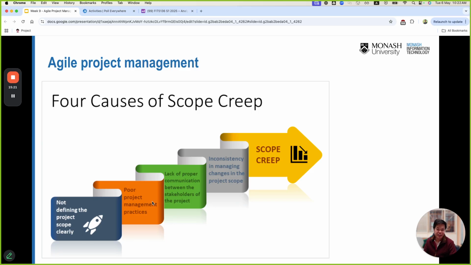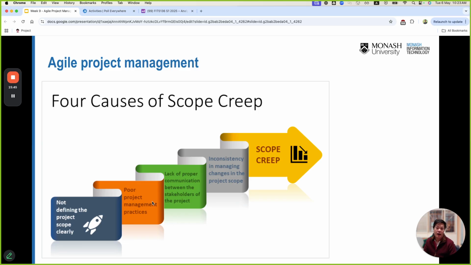Inconsistencies in managing changes in the project scope, right? Sometimes for Agile, yes, we embrace the changes, but it doesn't mean that we should totally change the project. So we need to manage the change effectively as well. And sometimes it's about a shared understanding.